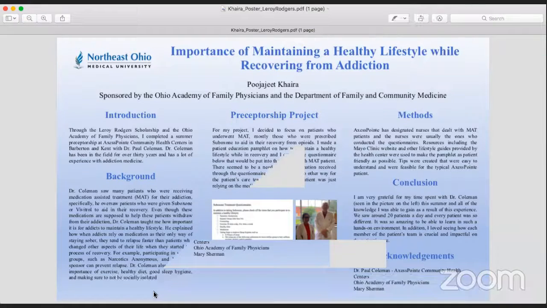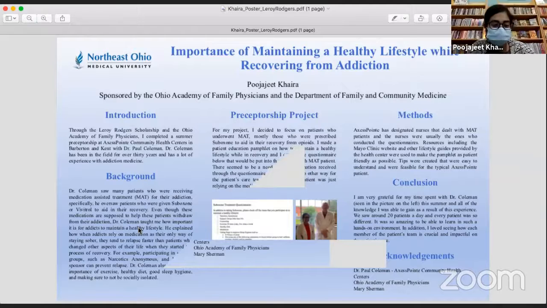Yes. Okay. So I'm Pujajit Kaira, and I'm an M3 from NeoMed. And today I'll be talking about a quality improvement project that I was involved in at Access Point Community Health Centers, specifically the ones at Barberton and Kent. So I worked with a family medicine doctor who specialized in addiction medicine, and he specifically did treatment for addiction, so medication assisted treatment, also known as MAT.